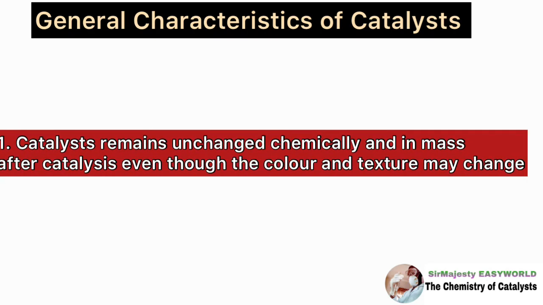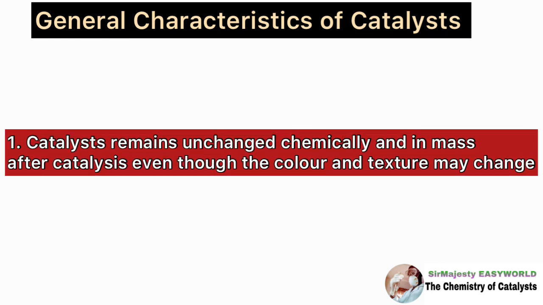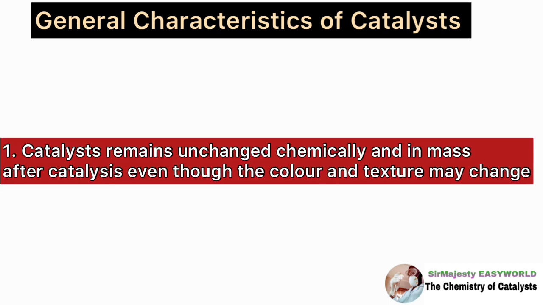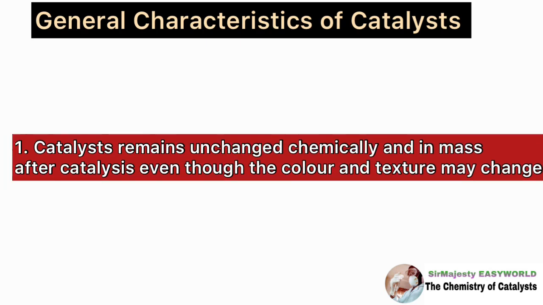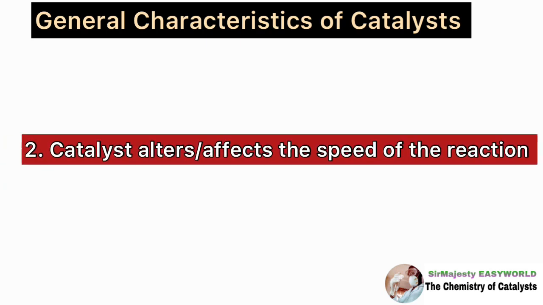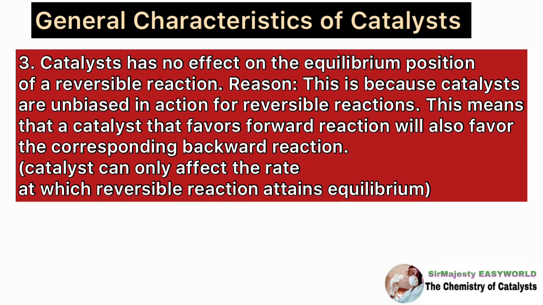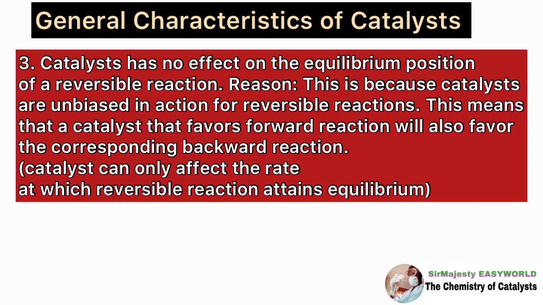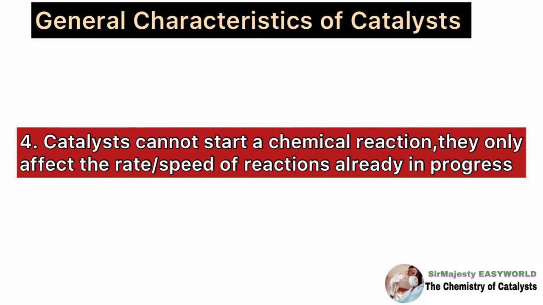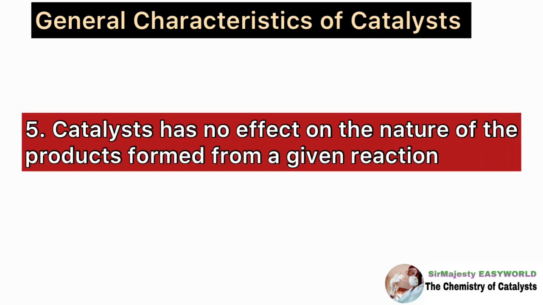General characteristics of catalyst. One, a catalyst remains unchanged. Both the chemical nature and the mass of the catalyst remain the same after catalysis, even though some physical properties such as the texture and color may change, but the chemical nature remains the same. Secondly, catalysts will alter the rate of chemical reaction. Thirdly, a catalyst cannot affect the equilibrium position of a reversible reaction. Note this. Rather, what can affect it are the temperature, pressure, and concentration. Then, a catalyst cannot start a reaction like I told you earlier. Then, the fifth point is that a catalyst cannot affect the nature of the product.